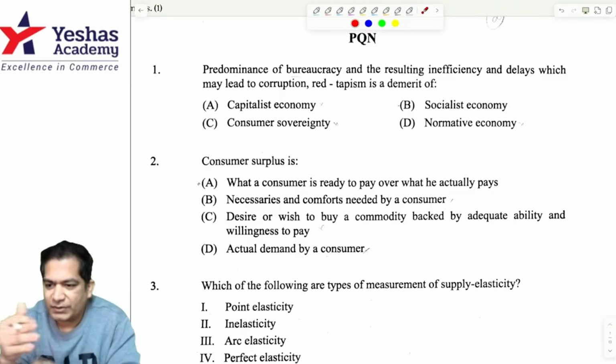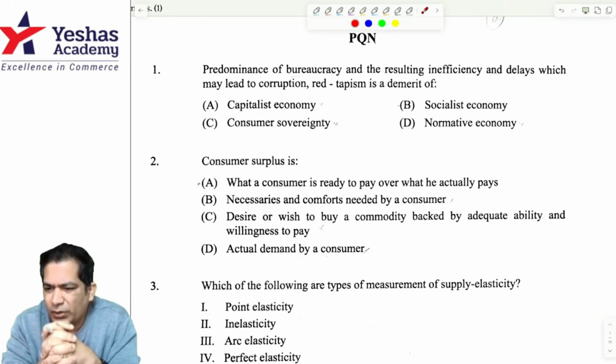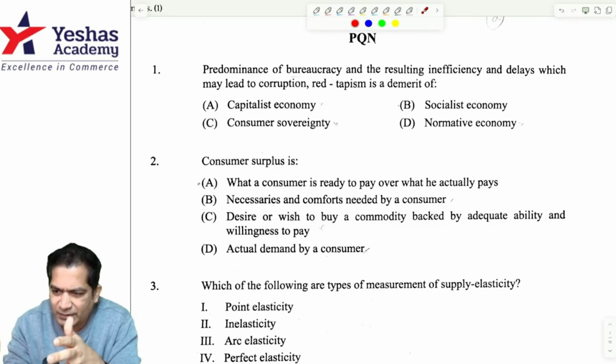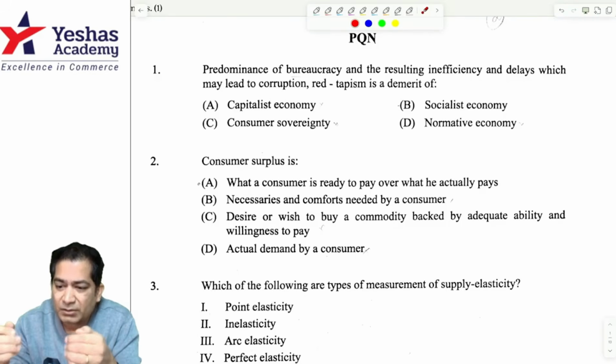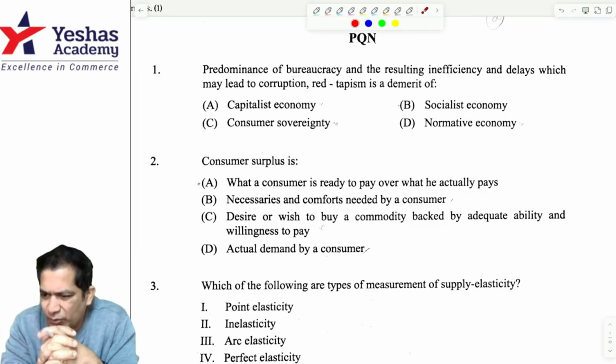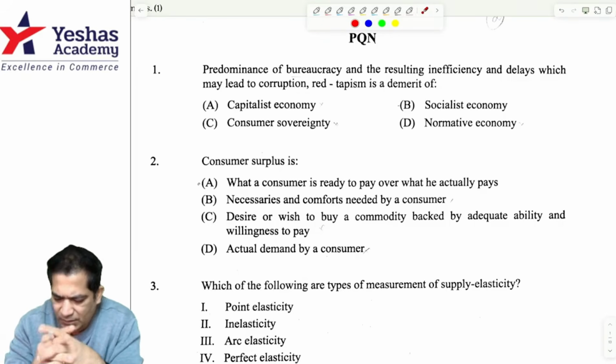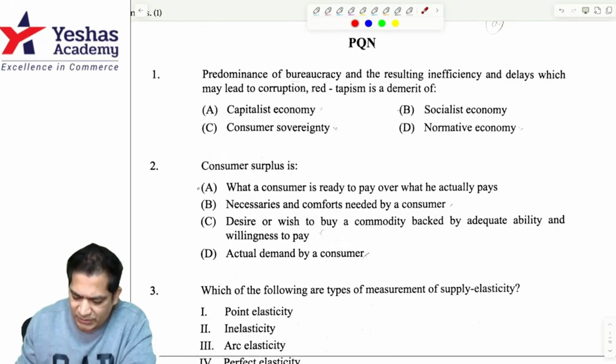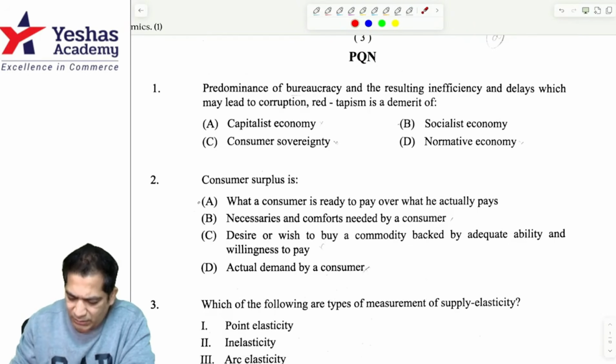So the paper was moderate, you can say, neither very easy nor very tough. Most of the questions you will find that we have already discussed. The number of questions from chapter 10 has been a little more on the current affairs and general knowledge side. So let's take a look, but there are a pretty number of questions that you can easily solve.